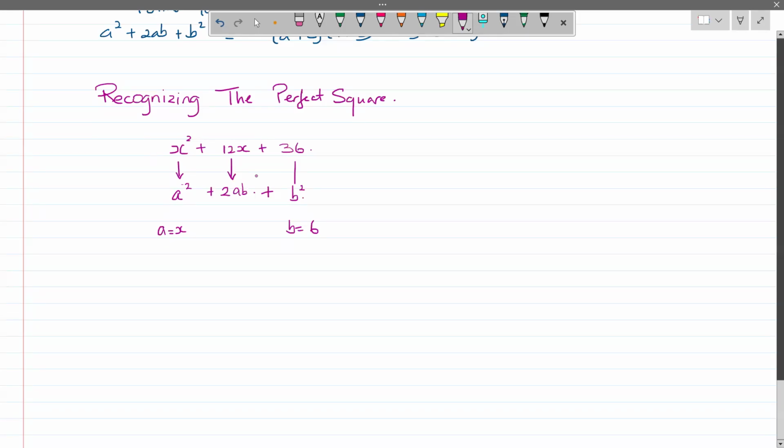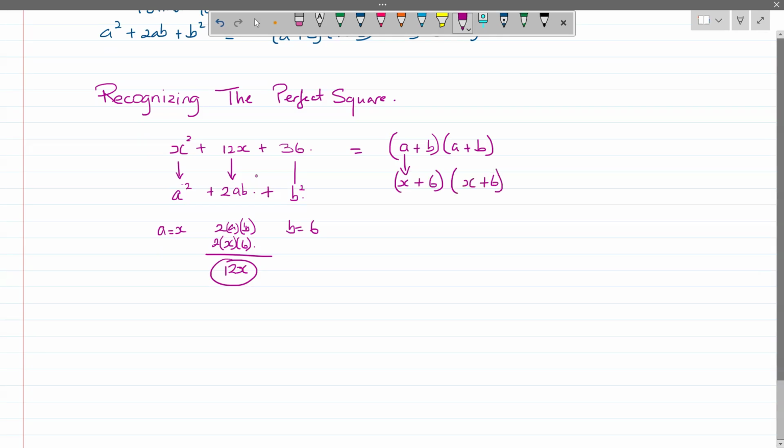And then this is our test here. We want to check the value of 2 by a by b. So 2 by a is x and b is 6. That's going to give us 12x. If this happens here, then we know that this is a perfect square, and we know that our values for a is x and b is 6. So remember, with a perfect square, we're going to get a plus b by a plus b. Our a value is x and our b value is 6, and it's been multiplied by itself. So in other words, what we have is x plus 6 squared. Everybody understand that?